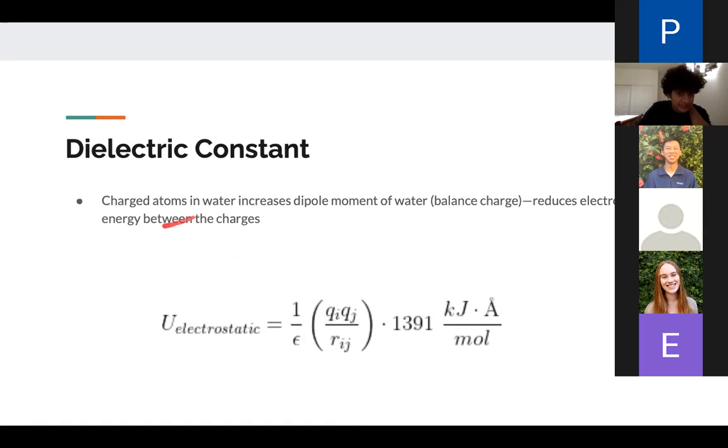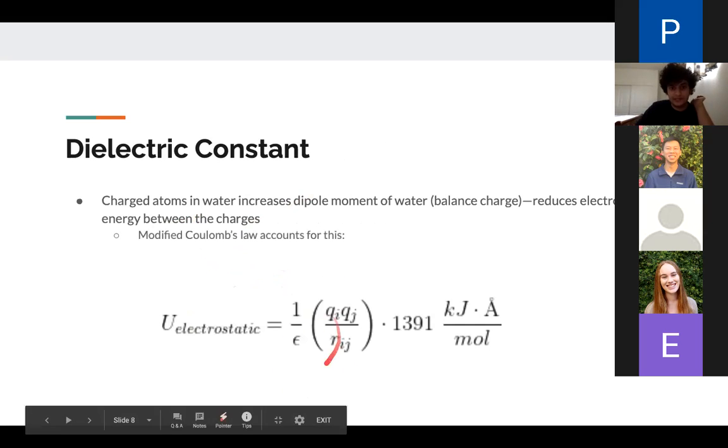When you have charged atoms in water, that'll increase the dipole moment of water, which acts to balance the charges in water. But by doing so, that reduces the electrostatic energy between those charges. We can see this modifies Coulomb's law from before. Before we just had whatever's on the right here with charges and 1391. But now with electrostatics, this is decreased by this epsilon factor, which is the dielectric constant.